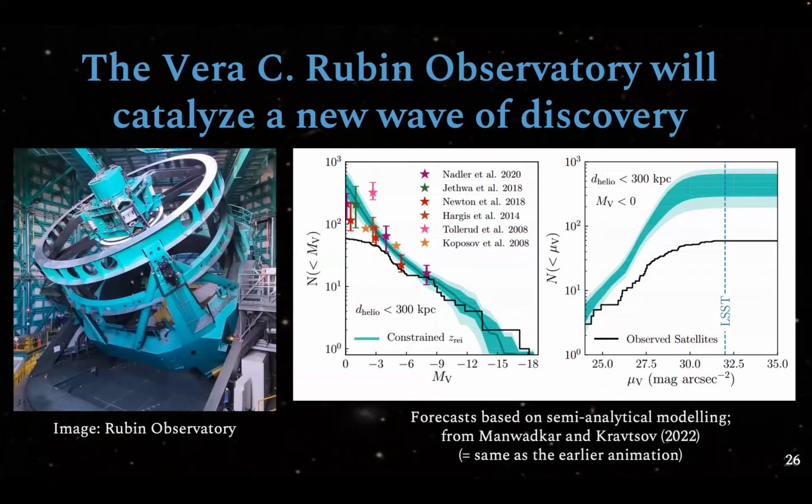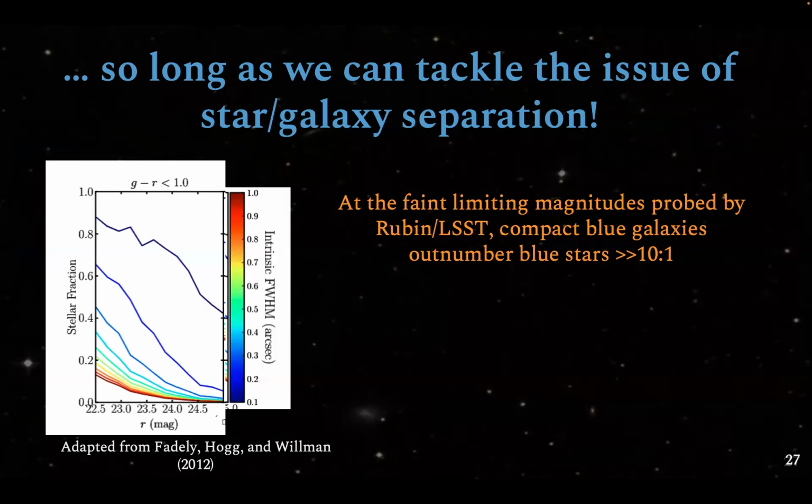We think that Rubin should be able to do this. So this right-hand plot is showing what we expect from the population of these satellites as a function of surface brightness. And we think Rubin should be able to probe the surface brightness limits needed to find most of the systems in the halo. One major complication, though, is star-galaxy separation.